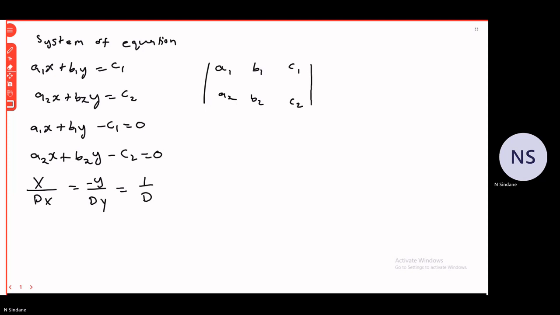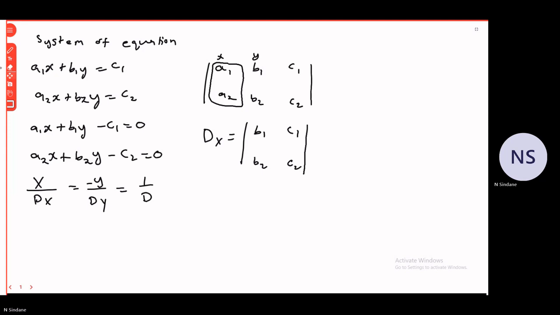Now dx can be calculated using this formula. Remember, this column is your x, this is your y, and that is your constant. Where there's x, you close this part, and you'll have b1, b2, c1, c2.